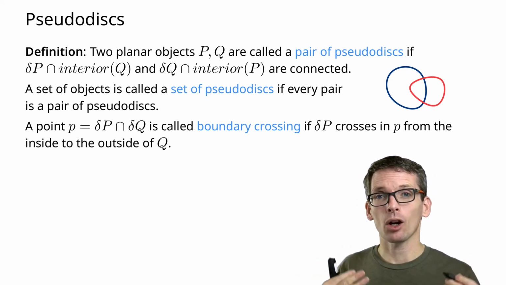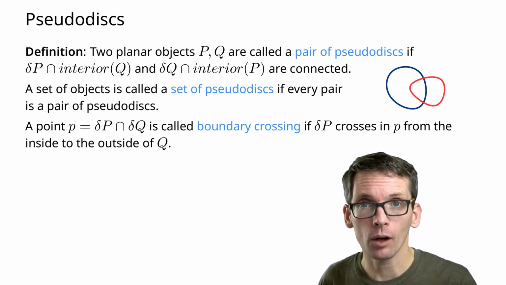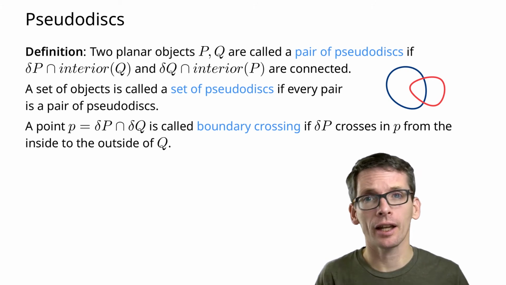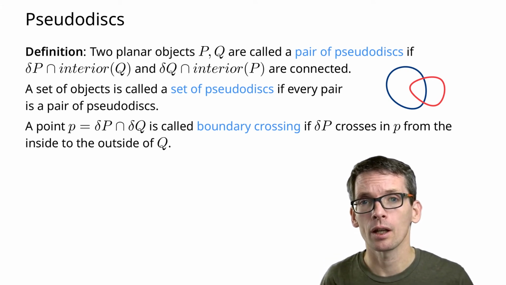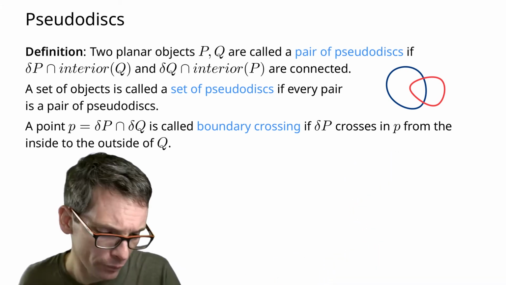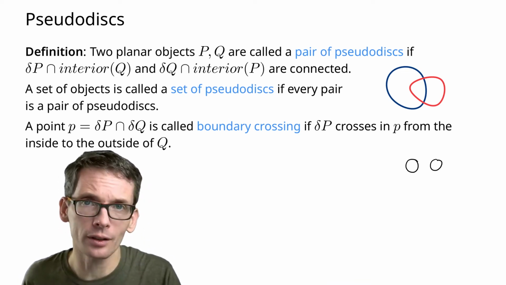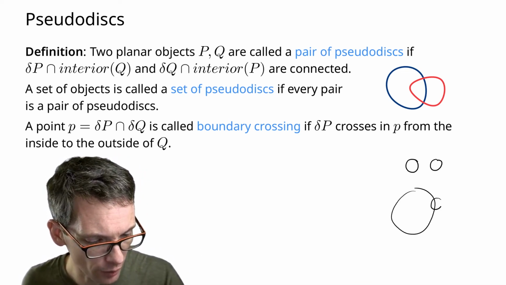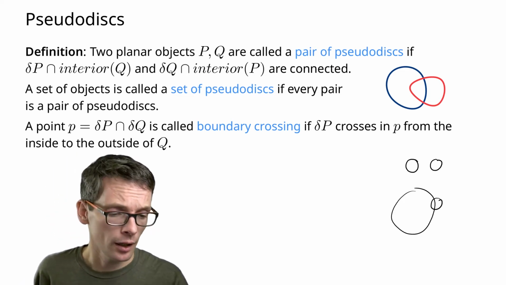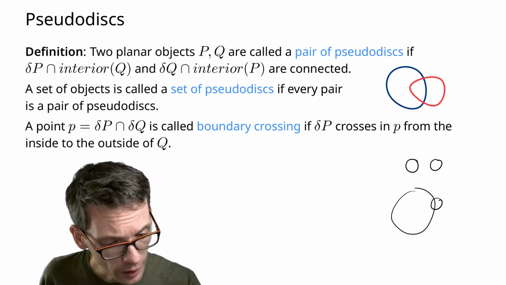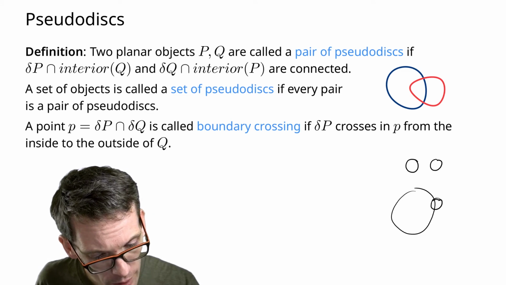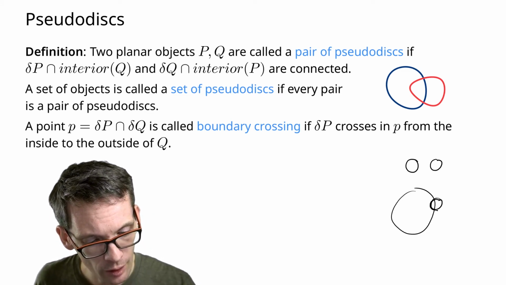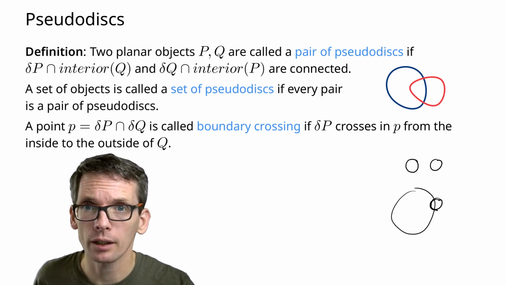So two planar objects P and Q are a pair of pseudodiscs if their intersection pattern is like the intersection pattern of two disks. So how can two disks intersect? First of all, two disks might not intersect, that's one option. But if they intersect, so if I have one disk and another disk, we will always have the case that this disk enters and exits again, but it won't enter and exit again.